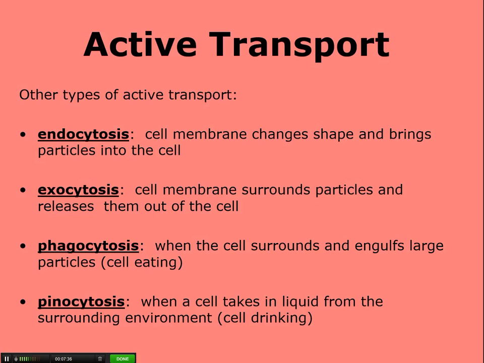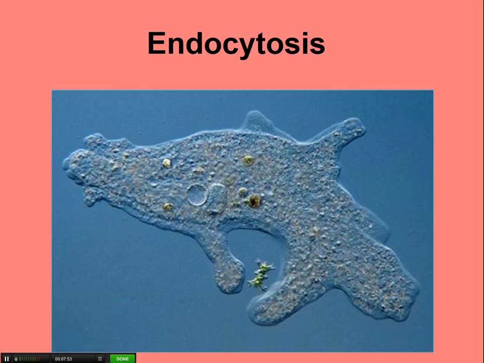Sometimes we divide endocytosis into two different types, whether the cell is eating solids or if the cell is drinking liquids. So phagocytosis is when cells are eating solids, and pinocytosis is the cell drinking liquid. Here's a nice picture of an amoeba carrying out endocytosis. It changes its shape and surrounds that particle and literally engulfs that particle.